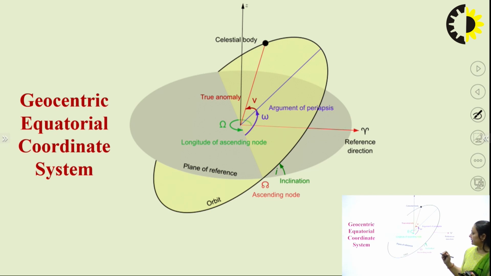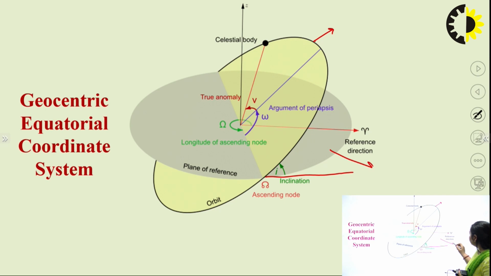Now this is the diagram for the geocentric equatorial coordinate system. First is the reference plane. Then we have the argument of periapsis, that is the argument of perigee, denoted by omega. This is the orbit of the satellite. It is inclined at some angle, which is my inclination.